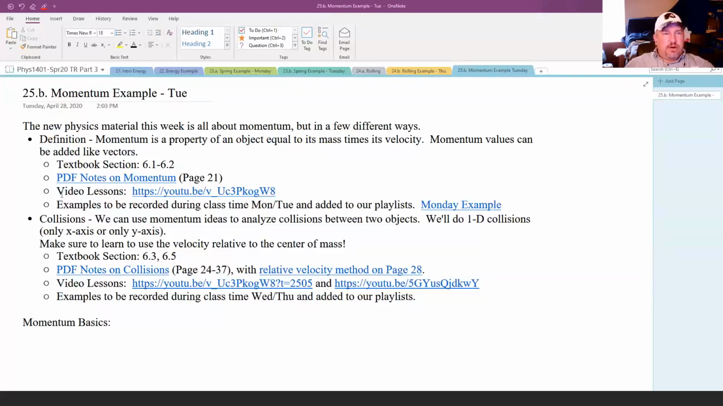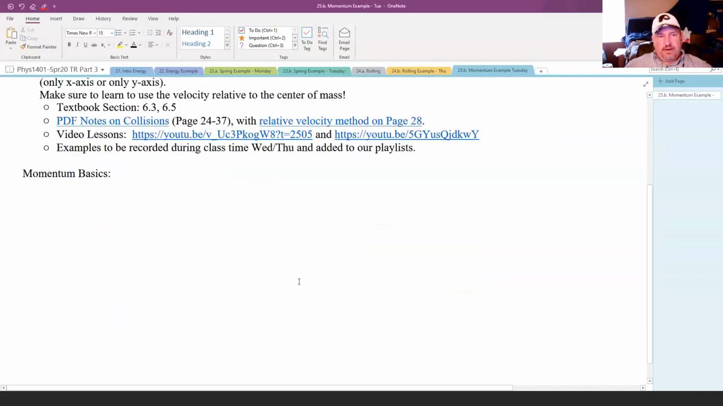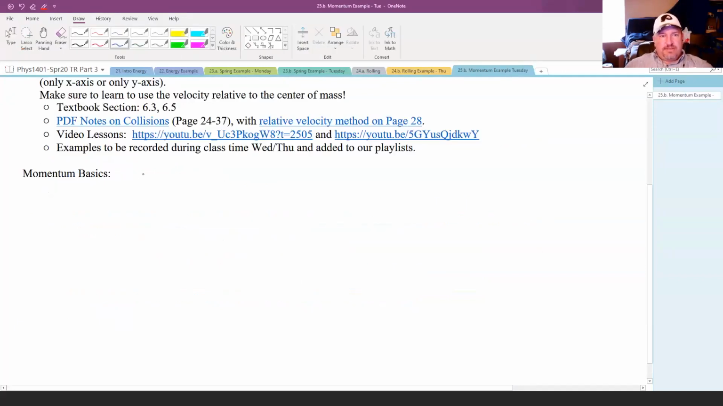So for the most part, I want to leave your learning about this to the textbook and the notes that I wrote up and the video lesson that I posted, both for momentum itself and for dealing with collisions. But I am willing to go over a little bit of an introduction so that we have a starting point here. Momentum is a variable which is letter P.